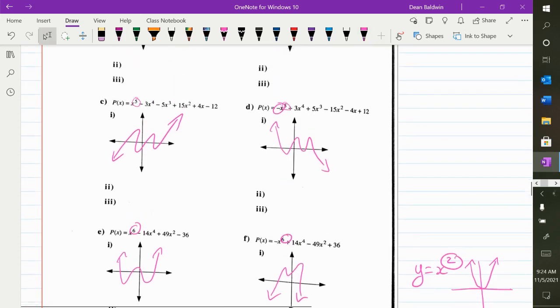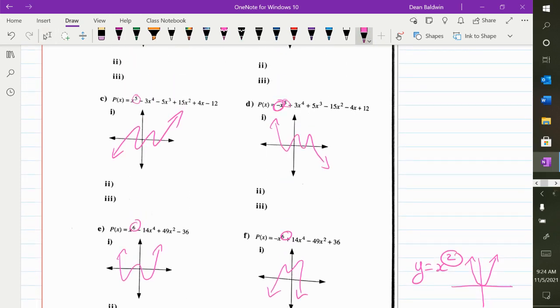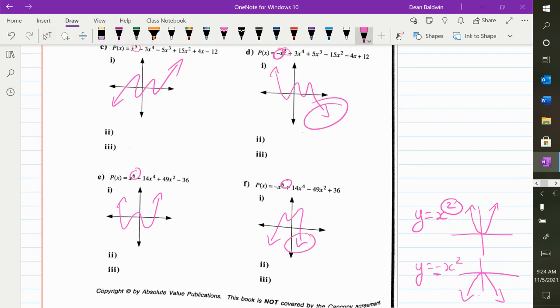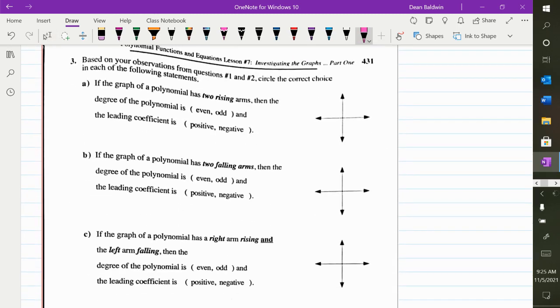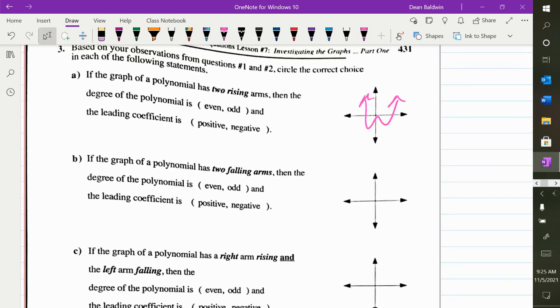The odd, the thing you need to remember is if you have a negative leading coefficient, the right arm will always be down. In any case, if you have a negative leading coefficient, the right arm is always down. So, if the graph of a polynomial function has two rising arms, so it looks like that, then the degree is what? Even or odd? And the leading coefficient is? If the right arm's up, it's a positive leading coefficient.